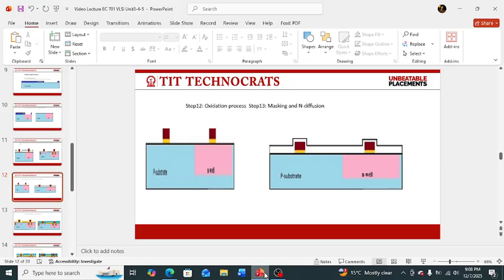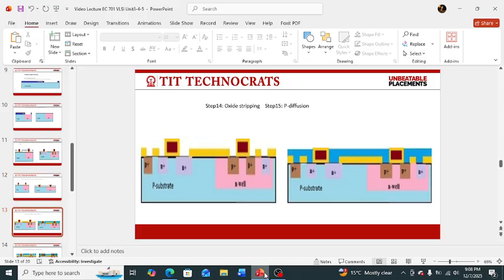By using the masking process, small gaps are made for the purpose of the N diffusion layer. The N positive ion dopants are diffused by ion implantation process or diffusion process. Now in step 14, that is the oxide stripping process, the remaining oxidation layer is stripped off.